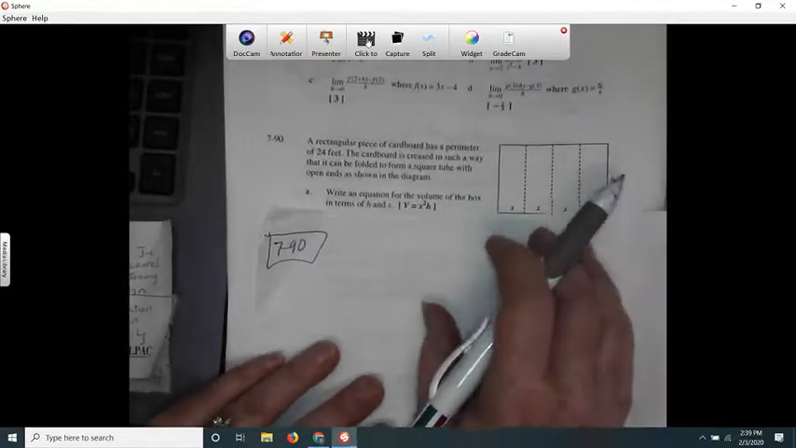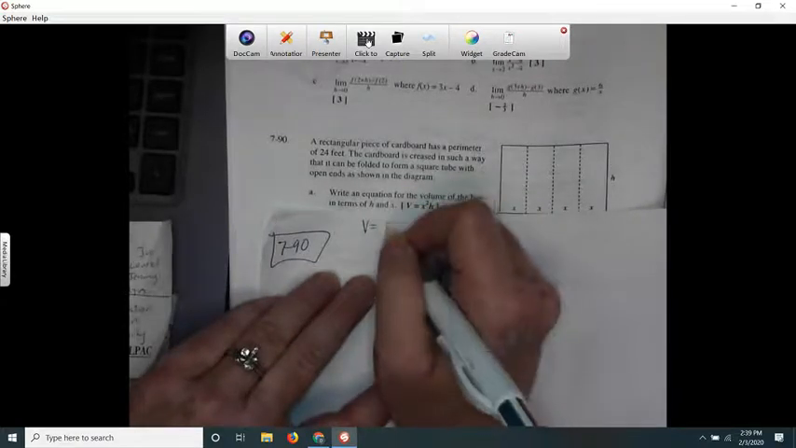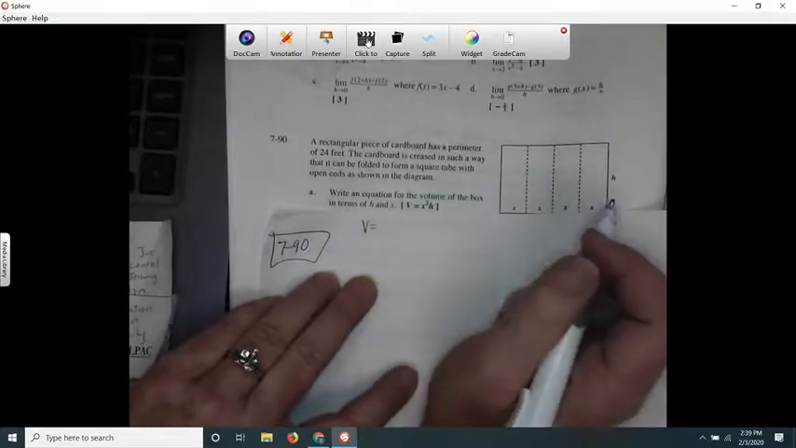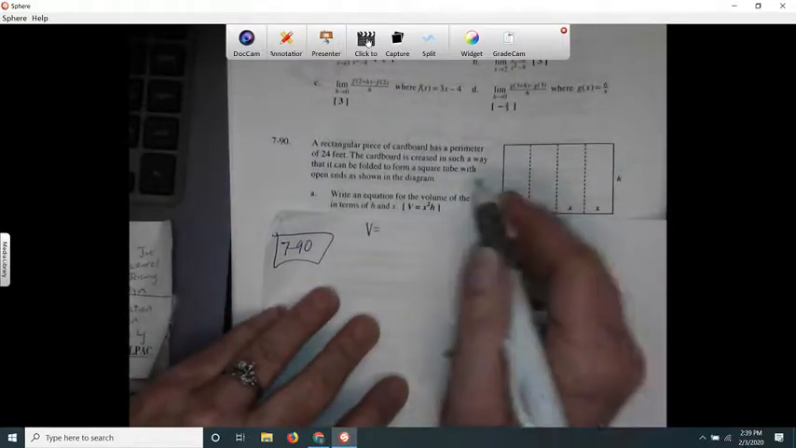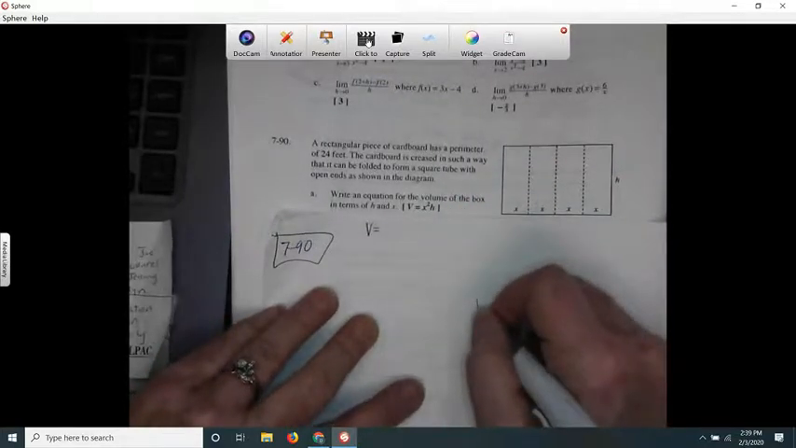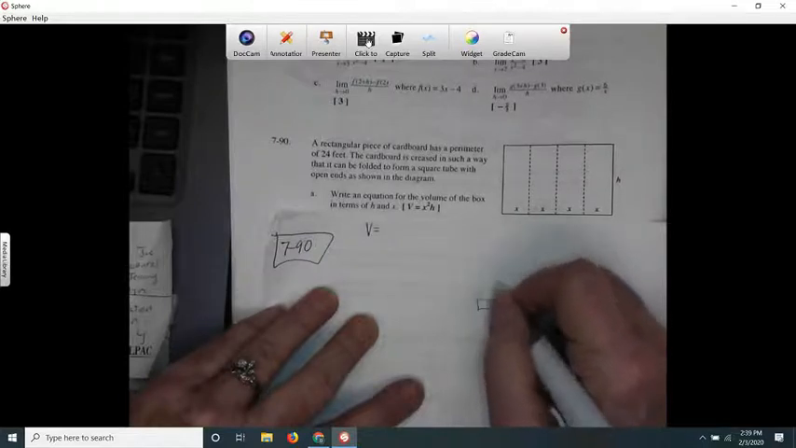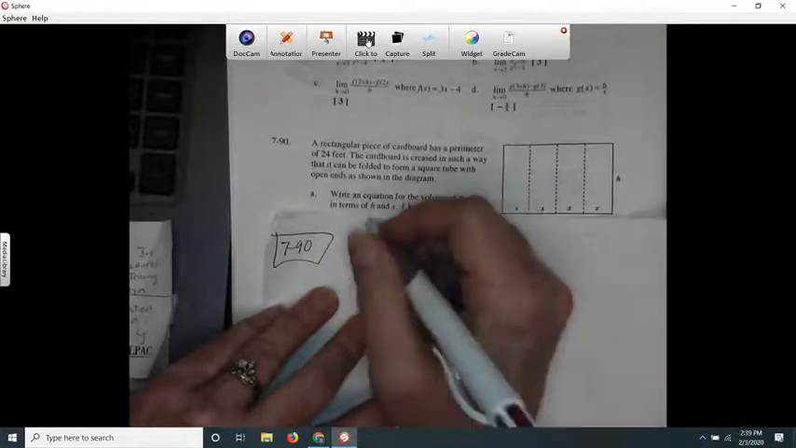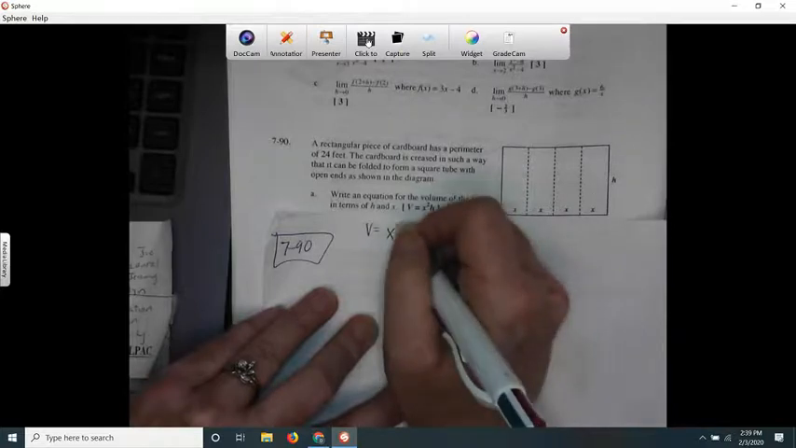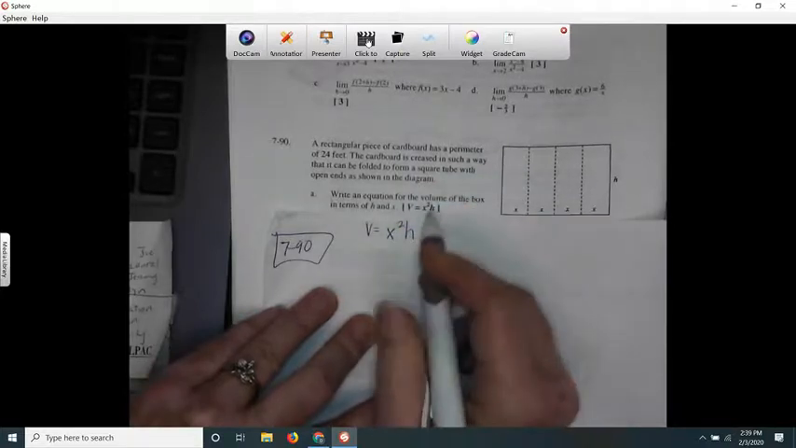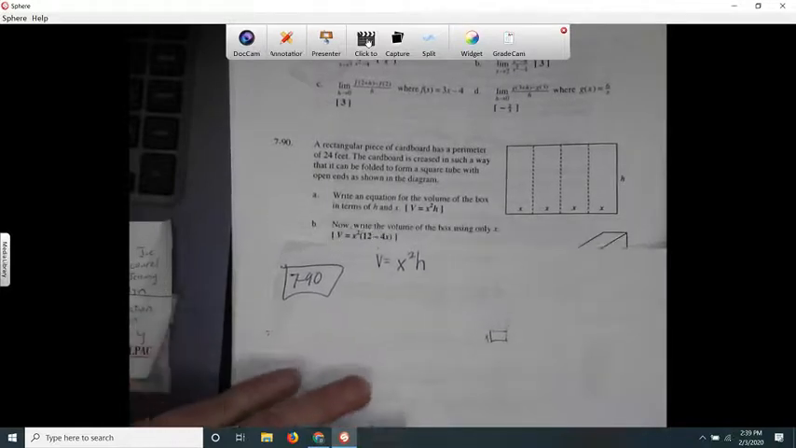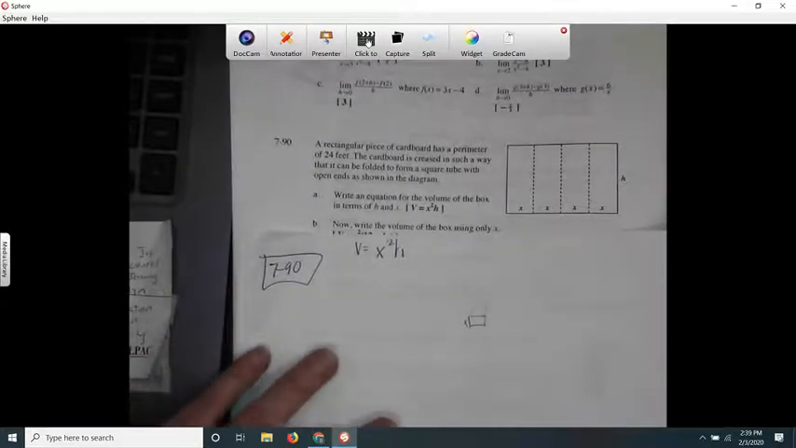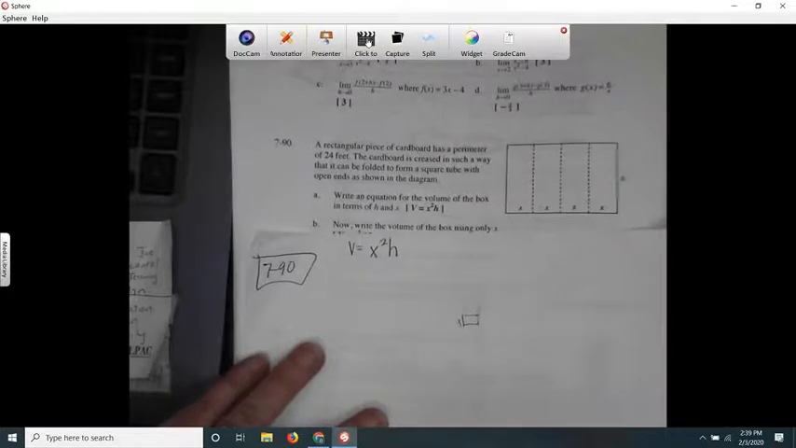So, volume, I know that volume equals base area times height. My base is going to be a square, so x squared, times height. And that's exactly what they have there. So that makes sense. And now write the volume of the box using only x.